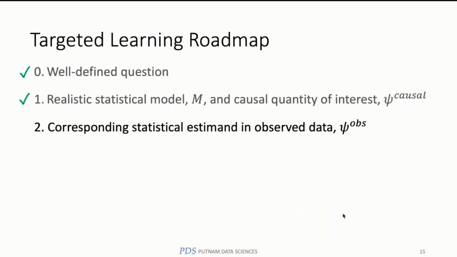Okay, so now that's all well and good, but we don't have counterfactual outcomes. We just have observed data. So we have to estimate something. What parameter are we estimating in the observed data? And as you know from earlier, we're going to have some identifying assumptions that link some parameter of the observed data distribution to the causal parameter.